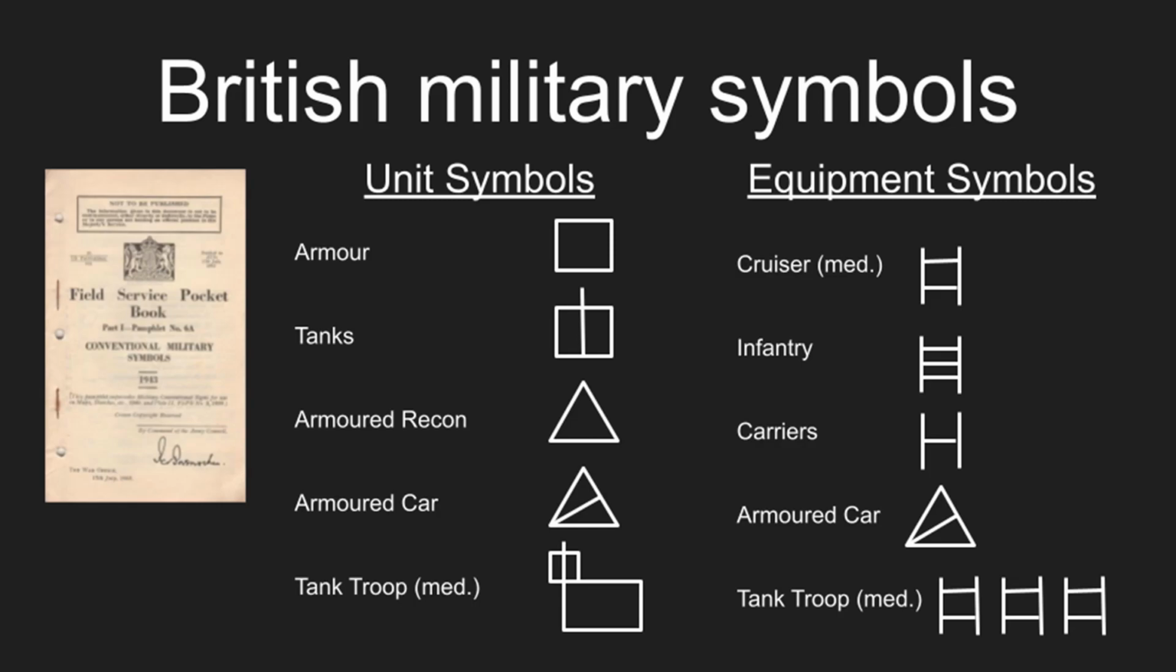These symbols would be placed above a flag, with the flag denoting unit size. On the right are equipment symbols for cruiser or medium tanks, infantry tanks, carriers, and armoured cars. So, as shown at the bottom, a tank troop could be depicted either as one troop using a unit symbol or as 3 or 4 individual tanks using equipment symbols.